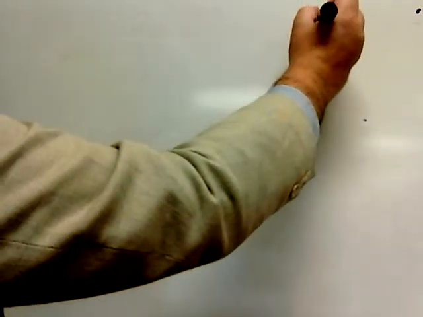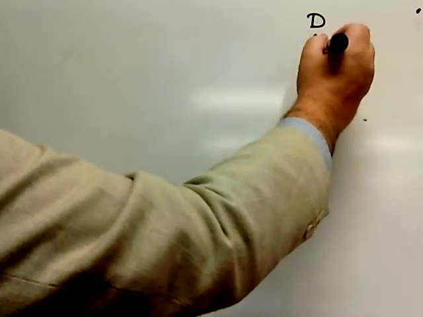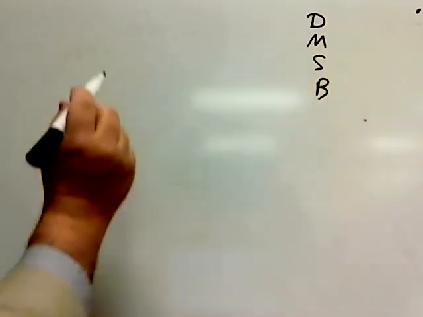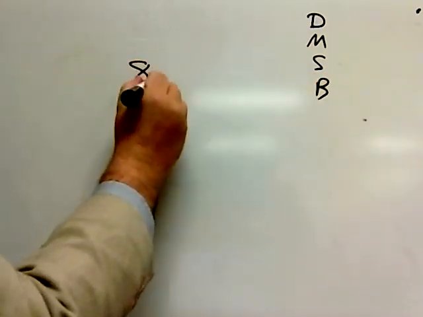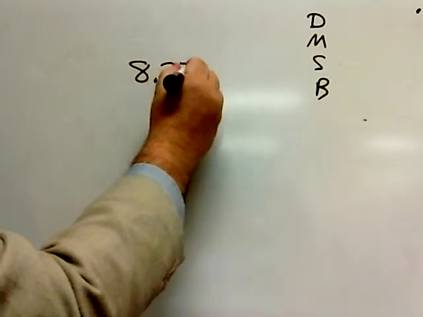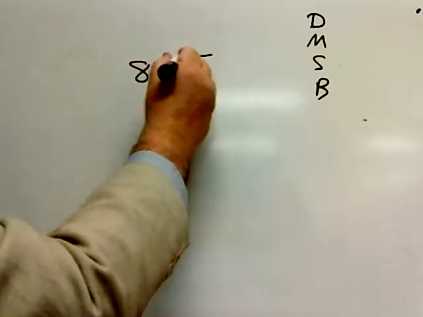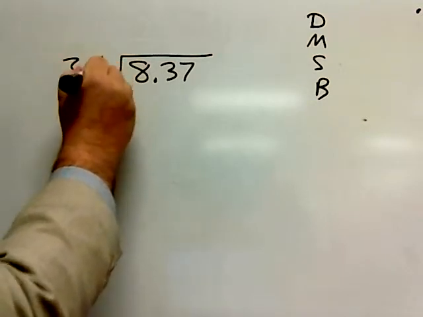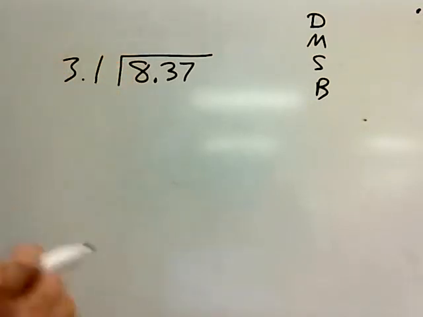So let's write down first D, M, S, B. And our second problem will be 8.37, 8 and 37 hundredths. And we'll divide that by 3.1, 3 and 1/10. All right, stop the video, and when you do, go ahead and place the decimals where they belong.